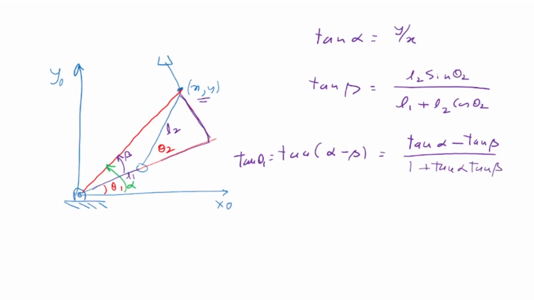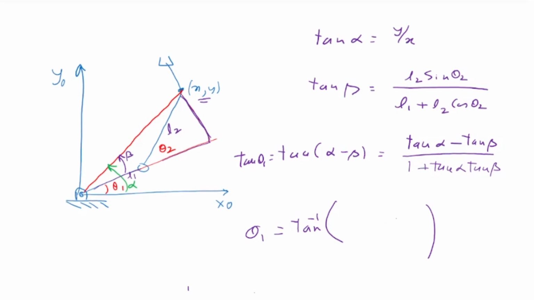So what we see is that we have found what is tan alpha. So theta 1 is equal to tan inverse of this. This is how we get the inverse kinematic solution for theta 1 and theta 2 using geometry for this manipulator system. What will come in the bracket is tan alpha minus tan beta divided by 1 plus tan alpha tan beta.